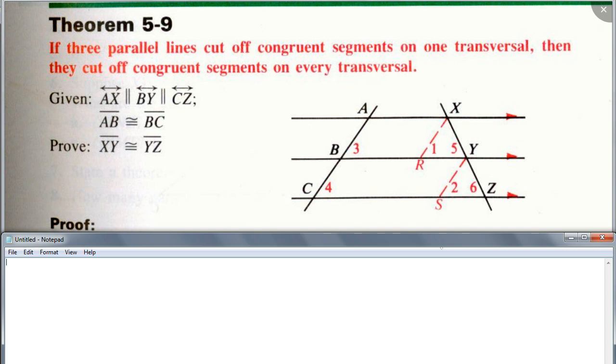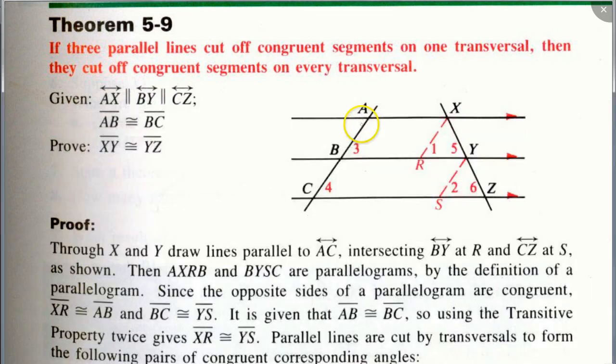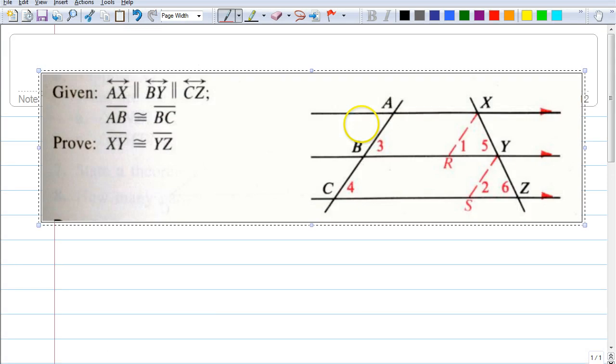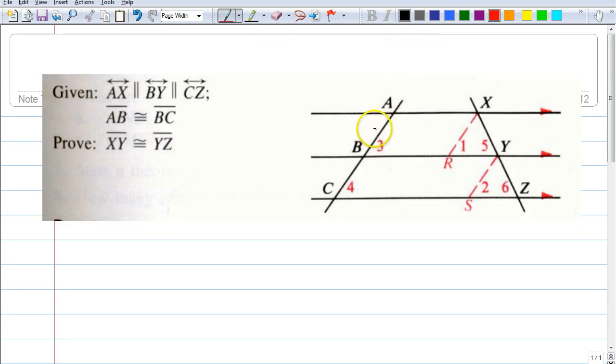So first of all, what's given to us? We know that 3 lines are parallel. What do we know about AB and BC? They're congruent. So that's what's given. So actually, I have it right here. We know that this segment right here is congruent to that. That's given to us.